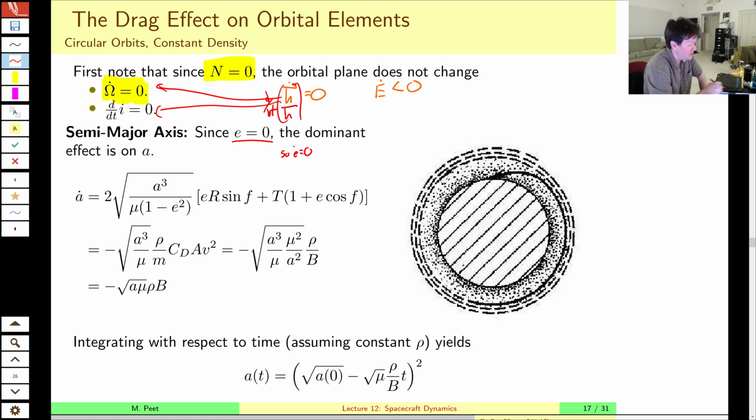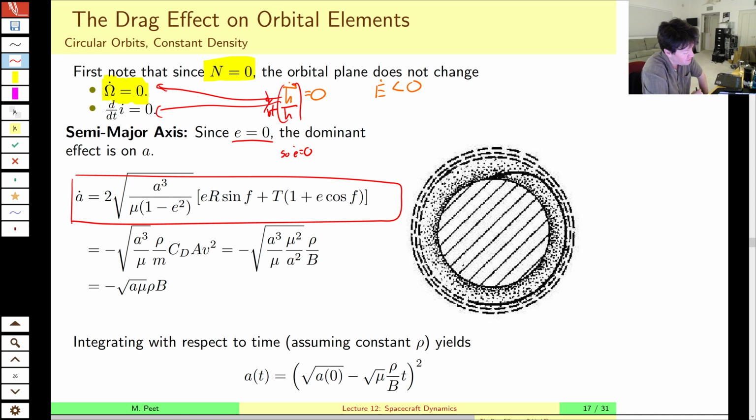And so we're going to focus on the effect on semi-major axis, because that's the energy of the orbit. That's what's decreasing, basically our radius at this point. So we'll ignore eccentricity. Obviously that goes to 0, this goes to 0, so all that goes to 0. And so all we're left with is a cubed over mu, rho over m, and then v squared. So v squared is mu over r, in this case, a, I should say. And so we plug all these numbers in. There's mu over a.